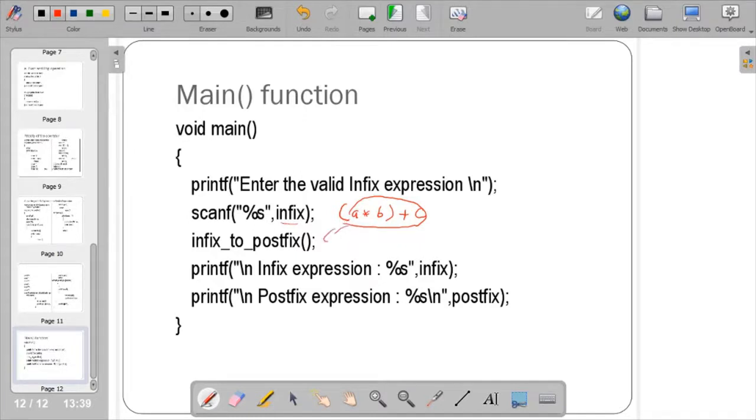That process will be done in infix to postfix, and then finally I'm displaying what my infix expression was and what postfix expression I got. The postfix expression is nothing but AB star C plus, AB star C plus. So we read the infix expression, which needs to be converted to the postfix. I'm using the infix to postfix function here, then displaying my infix expression, and finally my postfix expression. So this is regarding the main function.